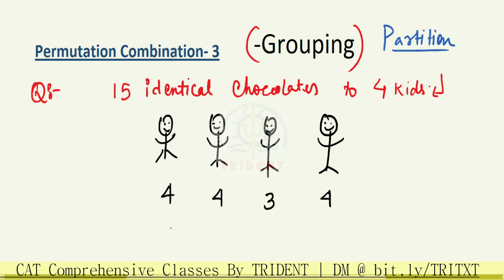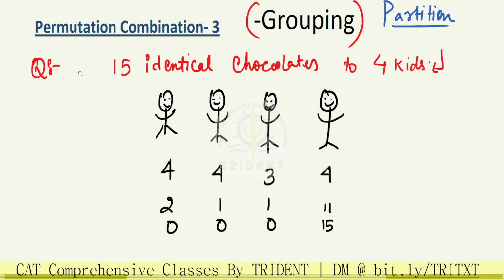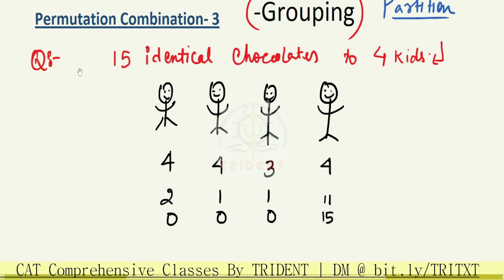Another method could be I give the first one 2 chocolates, the second one 1 chocolate, the third one 1 chocolate, and then 11 chocolates to the last one. So this is also one of the accepted conditions. One more condition is that I give 0, 0 and 0 chocolates to the first 3 kids, and then I end up giving all the 15 chocolates to the last kid. There could very well be a possibility that I don't give anybody any chocolate, because that is also a possibility.